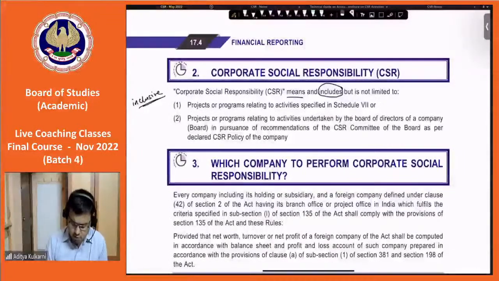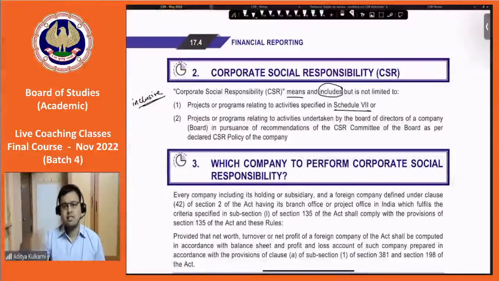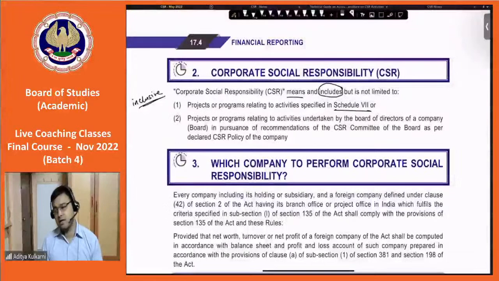The first one is projects or programs related to activities specified in Schedule 7. Schedule 7 to the Companies Act covers a list of items, where it includes contribution to funds, programs to eradicate hunger, to eradicate poverty, programs to educate young children, programs to ensure gender equality, Beti Bachao, Beti Padhao, programs to carry on afforestation activities, programs to carry on cleaning of rivers, the Clean Ganga program, all these things.